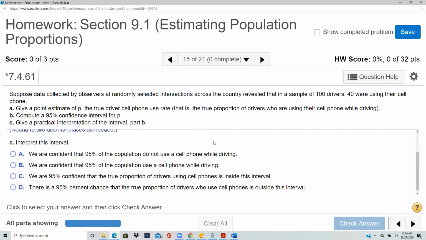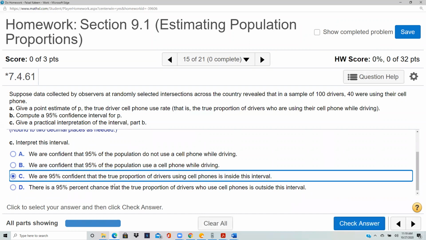Interpret this interval. So it's a 95% confidence interval. So we are 95% confident. So it has to be one of the first three. And that the true proportion. Okay, so that's what a confidence interval says, that you're 95% confident that the true proportion of drivers in all the population using cell phones is inside this interval.